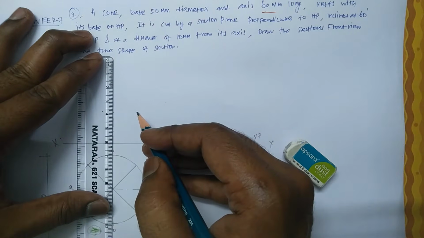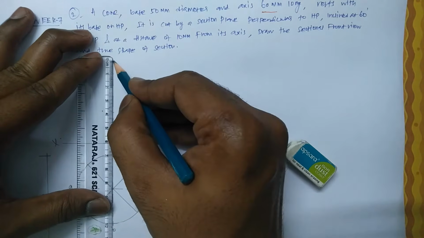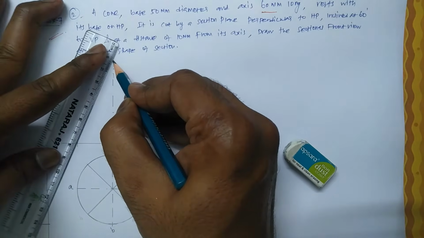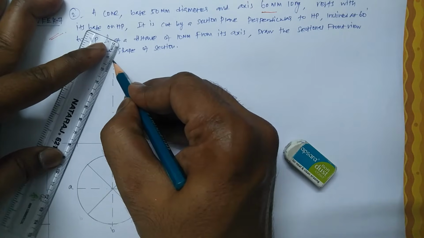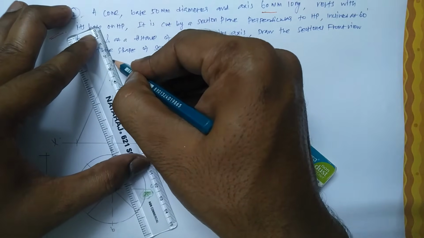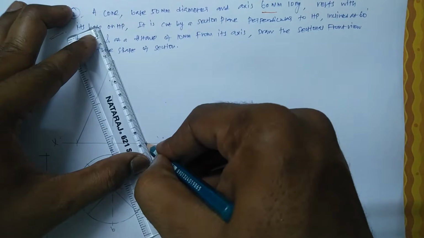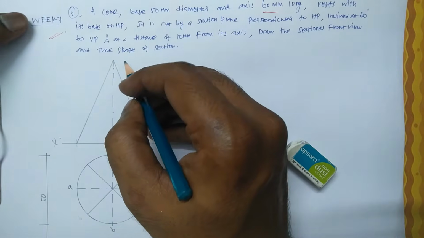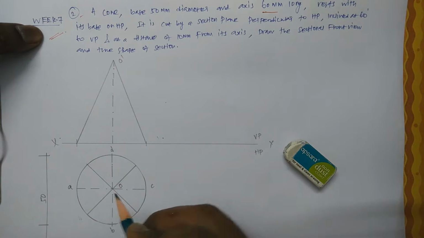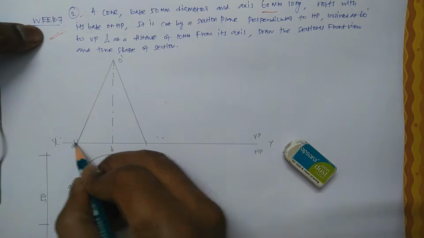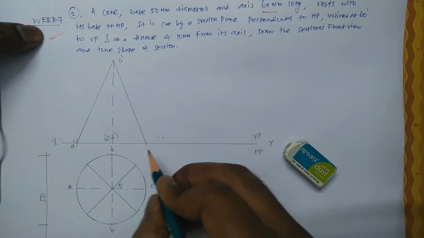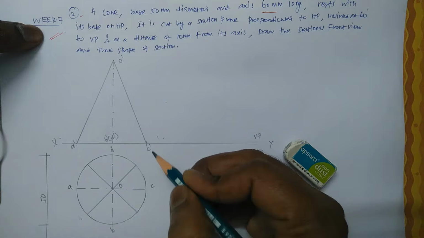The axis height is 60, right? So this point is the apex. Connect the apex to the points which you have already marked. The point you can name O dash, so it is O. So this is A dash. Here B dash, and D dash is hidden, and this one C dash.